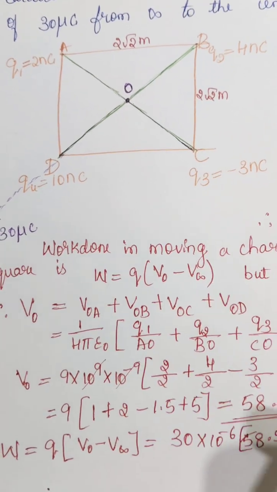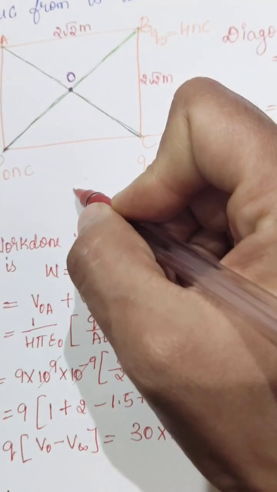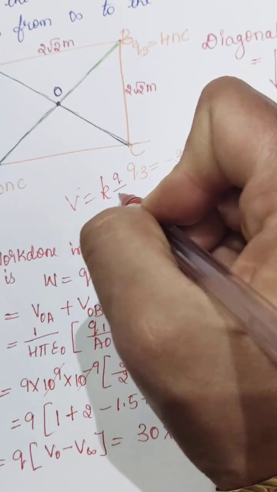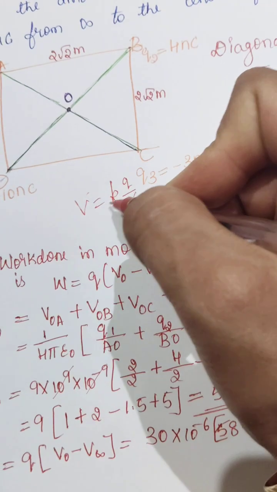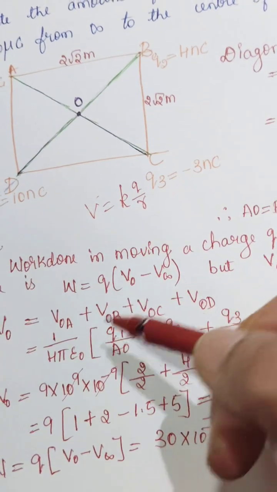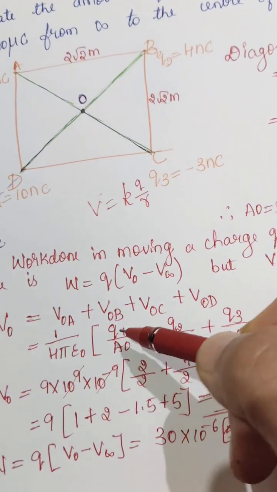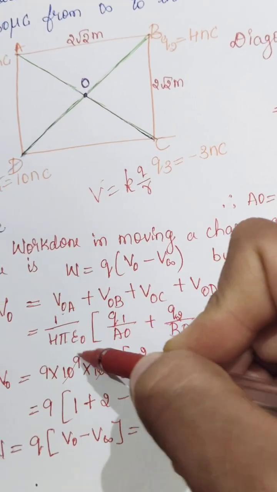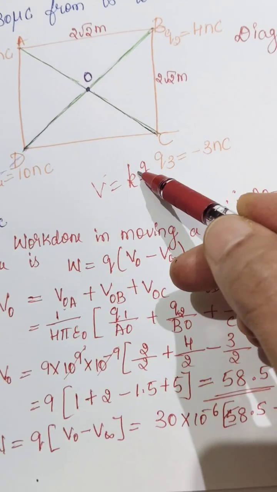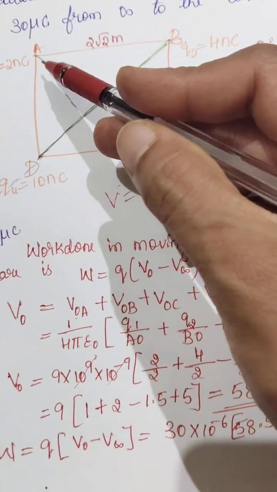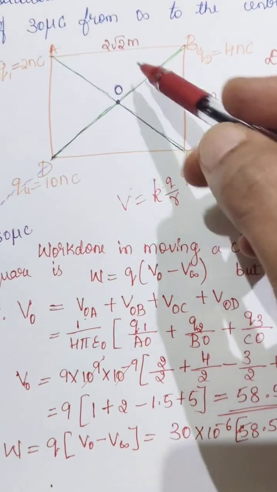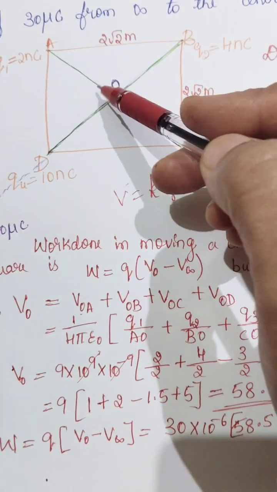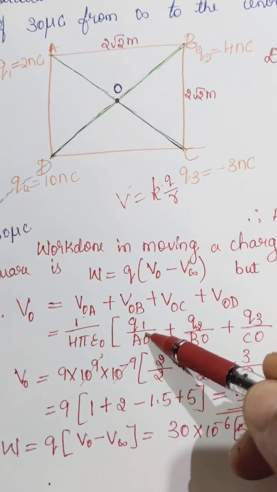We know the expression: potential V is K times Q divided by the distance. This is a formula, right? Using this formula we can calculate the total potential. K is nothing but 1 over 4 pi epsilon naught, and Q1 divided by the distance. The charge is placed at A and we need to find the total potential at O. So what is the distance? AO. Here we need to write AO.